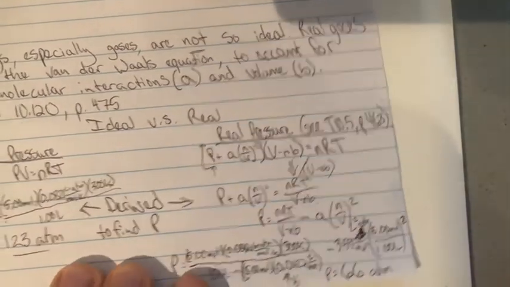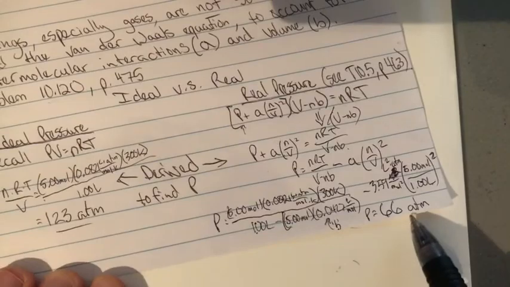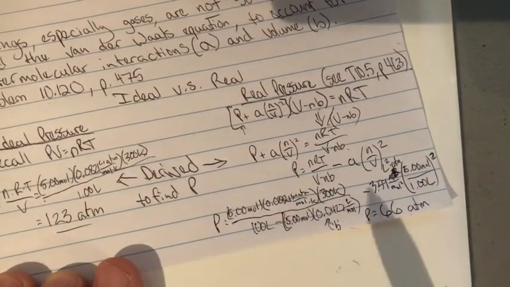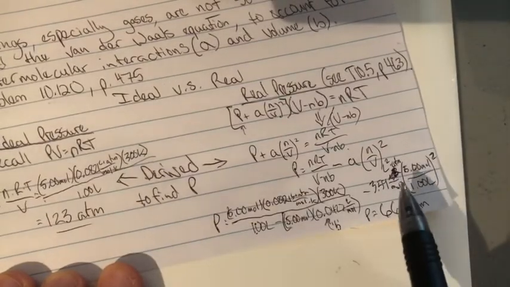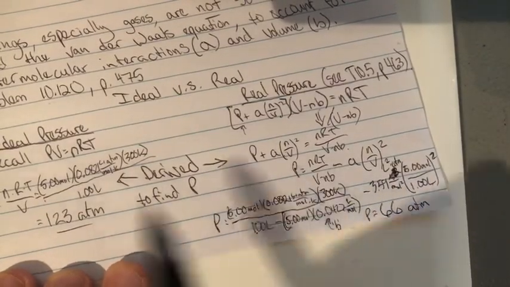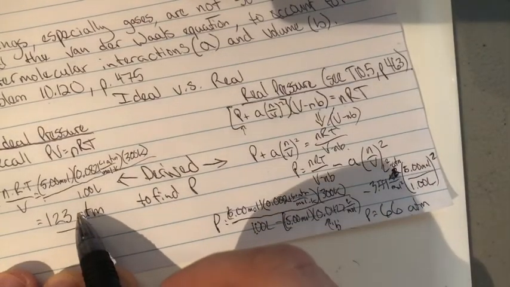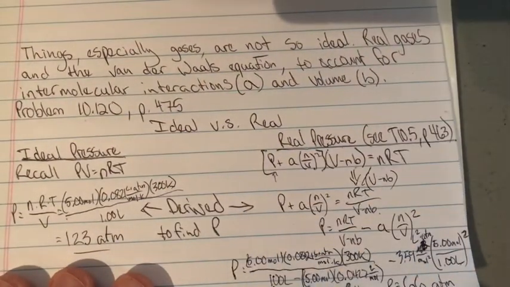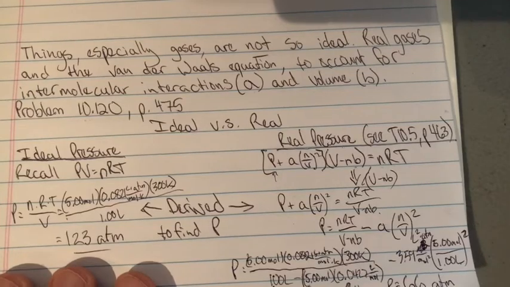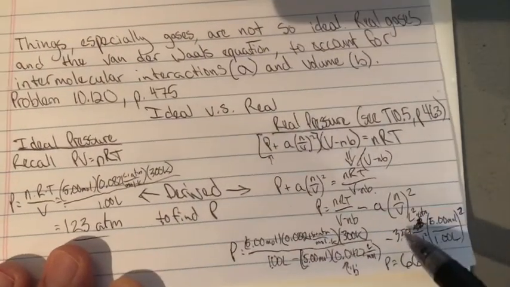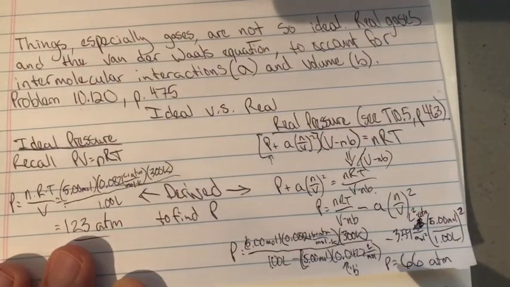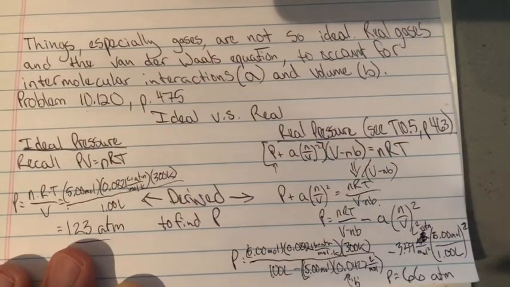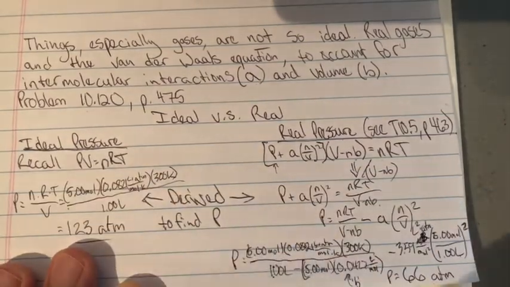atmospheres. So look at the difference: 66 atmospheres, taking into account the volume and intermolecular interactions, is almost half of the ideal. So is ideal very accurate? Not really. So this is really trying to give you more accuracy in terms of a real pressure or a real gas as opposed to ideally.